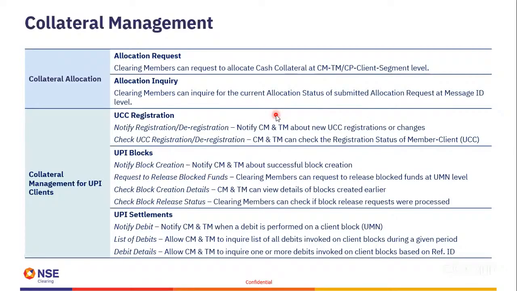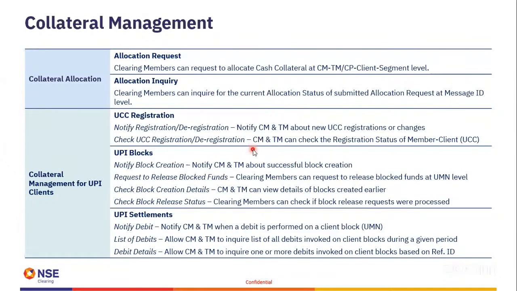Then, the second portion: as a part of client direct payout for funds, NCL has introduced a number of APIs for the member. The first one is UCC registration, which is a notify API. Whenever any trading member registers a UCC client at the exchange and that registration flows to NCL, NCL notifies the member through this API. Members can also inquire about the list of registered or deregistered clients through the inquiry API.